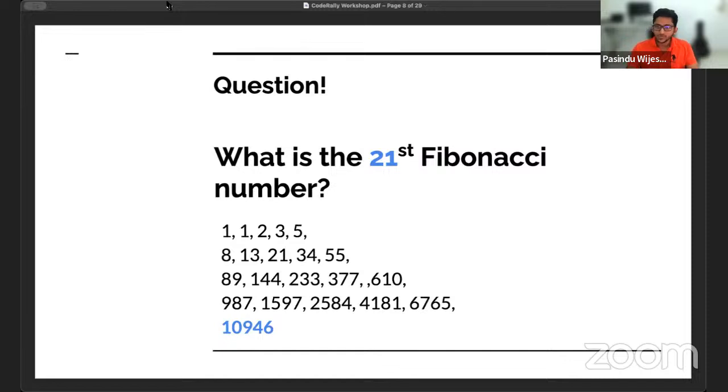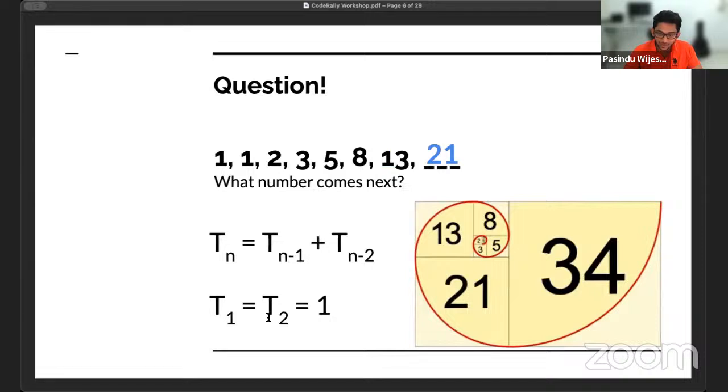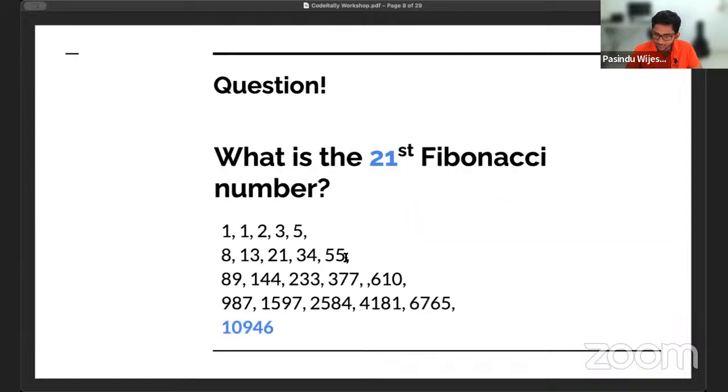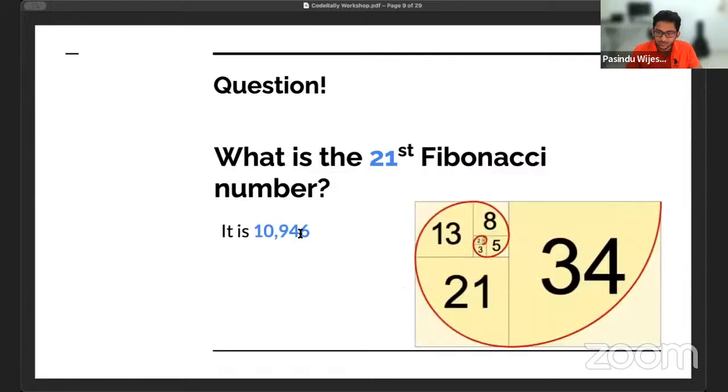So in order to compute the 21st Fibonacci number, we need to compute the first 20 Fibonacci numbers, because based on our recurrence relationship, in order to compute the 21st, we need to know the 20th and the 19th, right? So if you write up the first 20 Fibonacci numbers, then you can figure out what the 21st one is, right? In our case, this is 10,946.